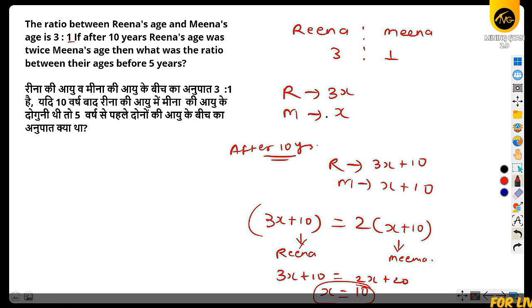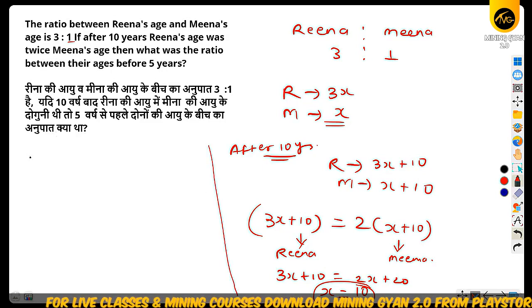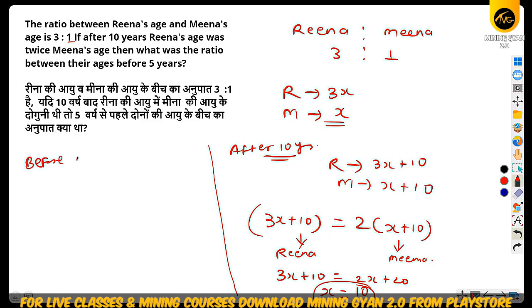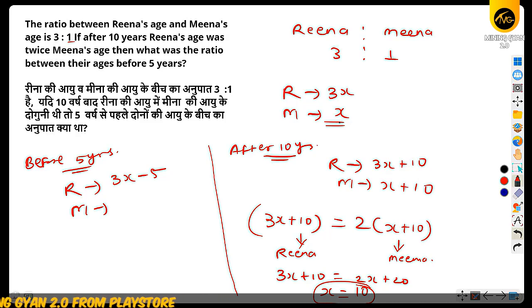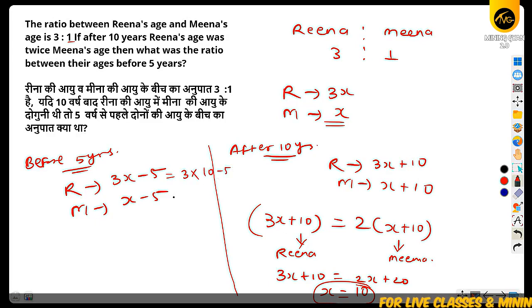So what is x? Basically this is the age of Mina. Now what is the question? What was the ratio between their ages before 5 years? Now just consider their ages before 5 years. So before 5 years, Rina's age will be 3x minus 5 and Mina's age will be x minus 5, right? So it will be 30 minus 5 and 10 minus 5.